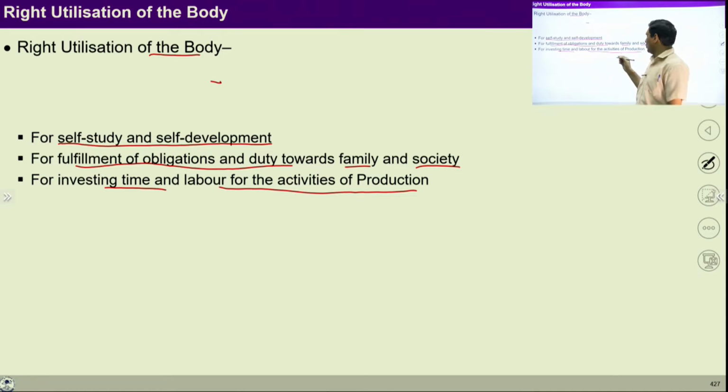It means, in short, if we are ensuring all these 3 points, it shows that I am rightly utilizing my body. So you can pause for 2 minutes and think over whether you are using your body for these 3 purposes or not. If you are using your body for these 3 purposes, it means we are rightly utilizing our body.